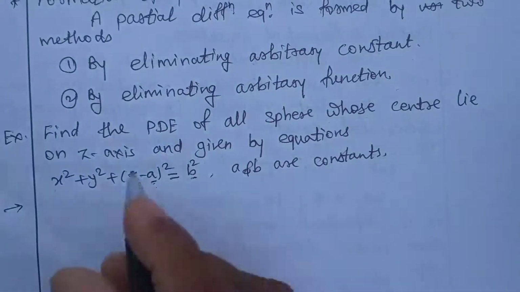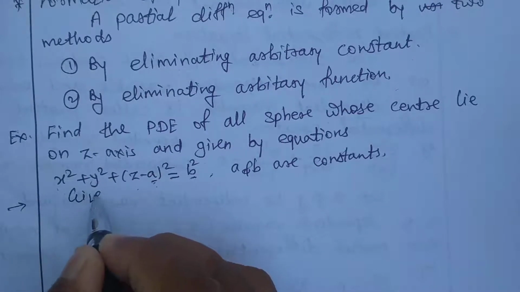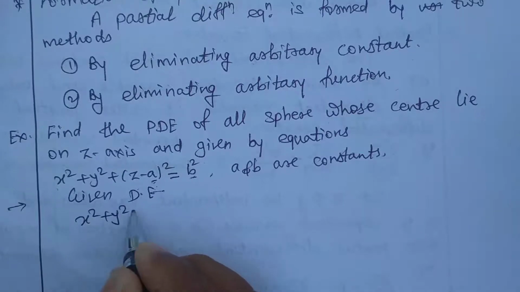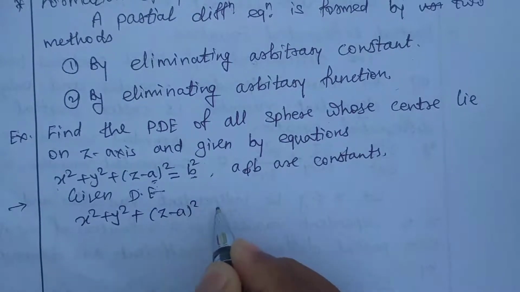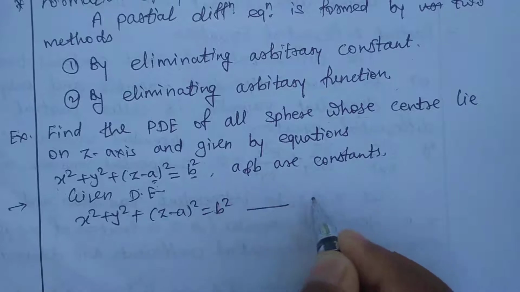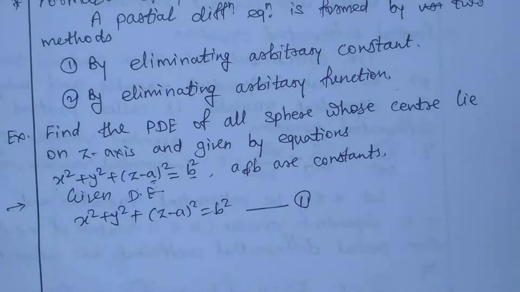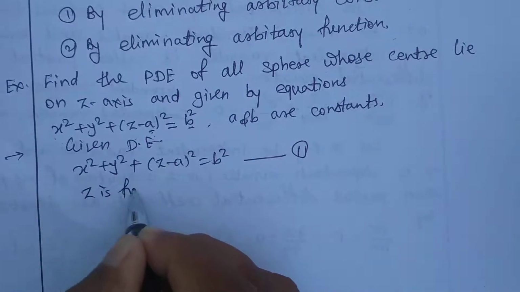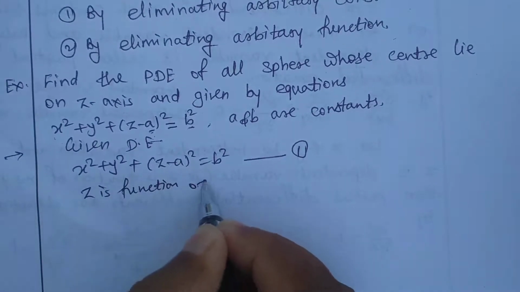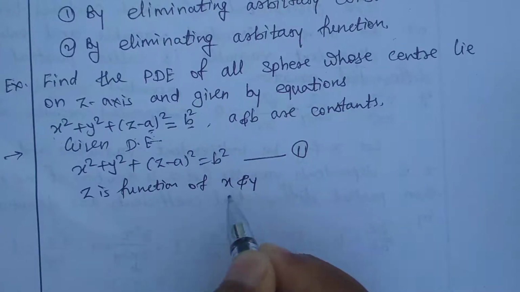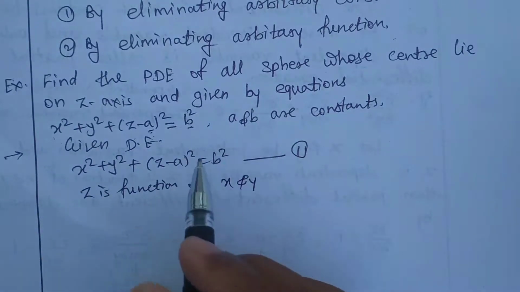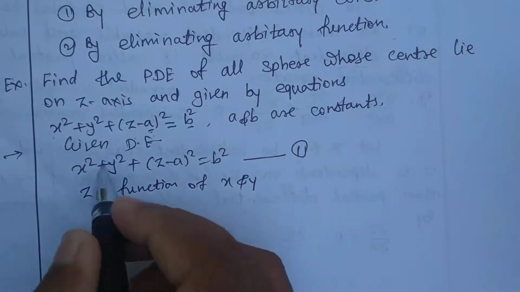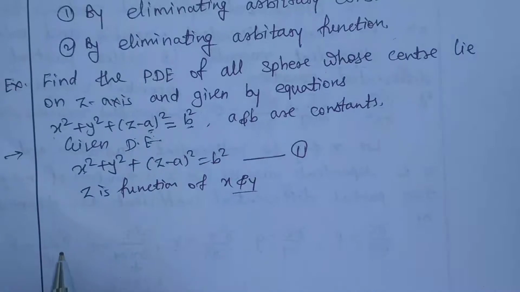See the procedure. First of all, write down the given equation. What is the given equation? x square plus y square plus (z minus a) whole square is equal to b square. Call it equation number 1. Now we are going to suppose that z is a function of x and y. That means z is a dependent variable and x and y are independent variables.